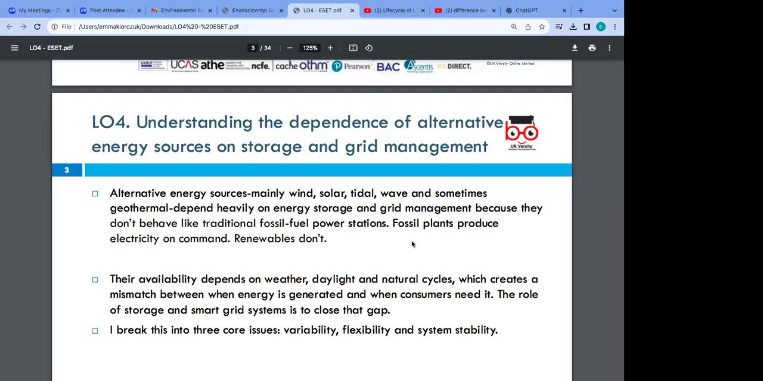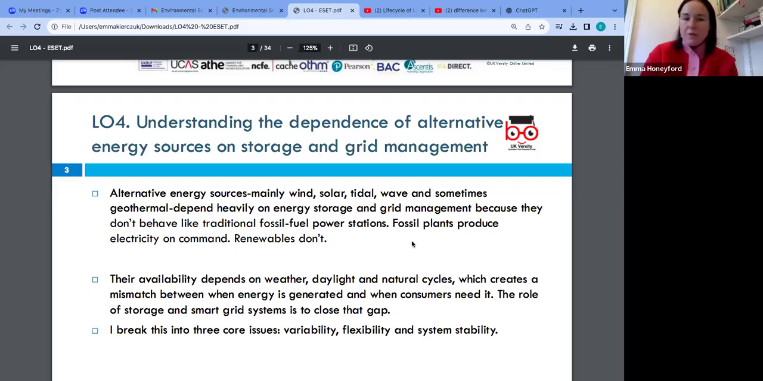So thank you. When it comes to renewable energy, obviously, as I mentioned, availability does depend on the weather, the daylight, and natural cycles, which is why it's a sustainable way of generating energy, which is great. But the only drawback is that it can be unpredictable. So there can be a mismatch between when energy is generated and when consumers need it. So it's all about how do we close that gap? How do we bridge the gap?